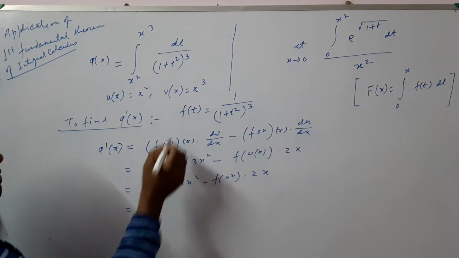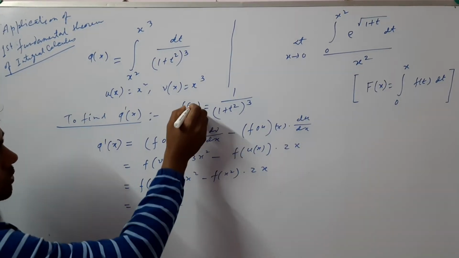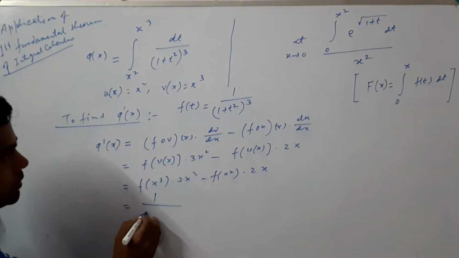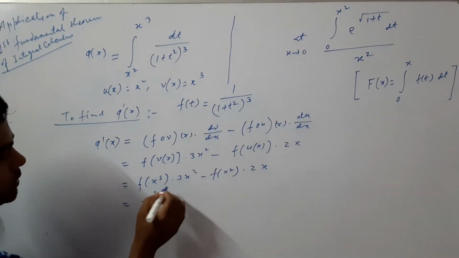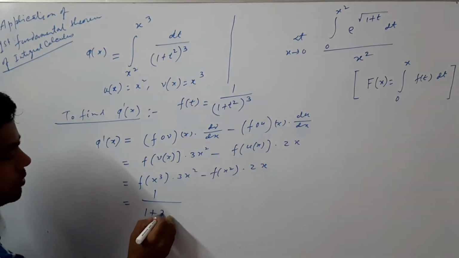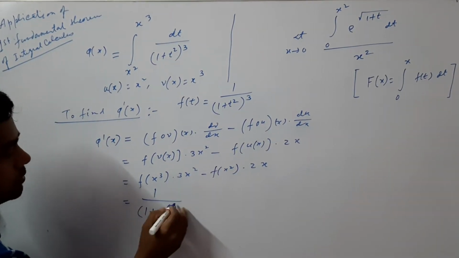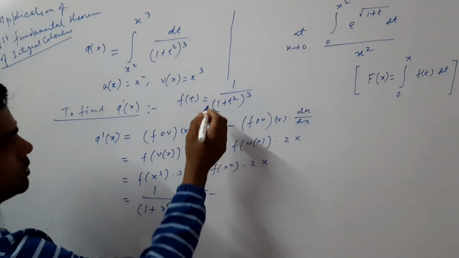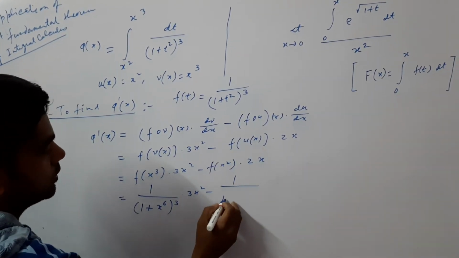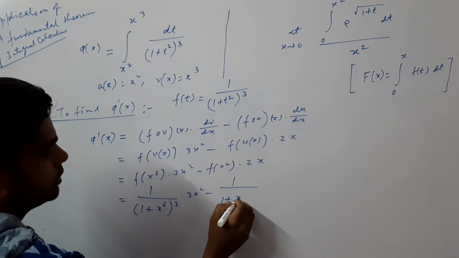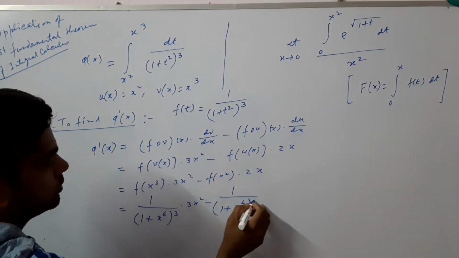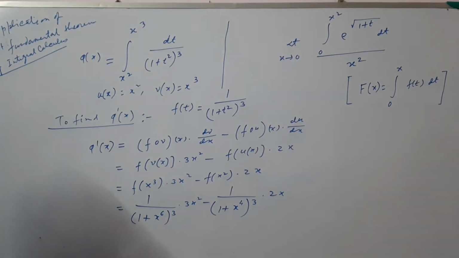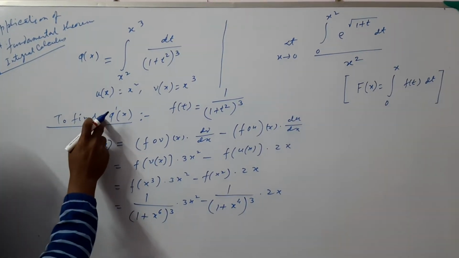Now for f of x cube, we just put x cube in place of t, so 1 plus t square becomes x cube whole square, so it will be (x to the power 6) whole cube, times 3x square, minus f of x square. We find 1 plus x square, so it will be (x to the power 4) whole cube, times twice x. So it is the required derivative of the function phi.